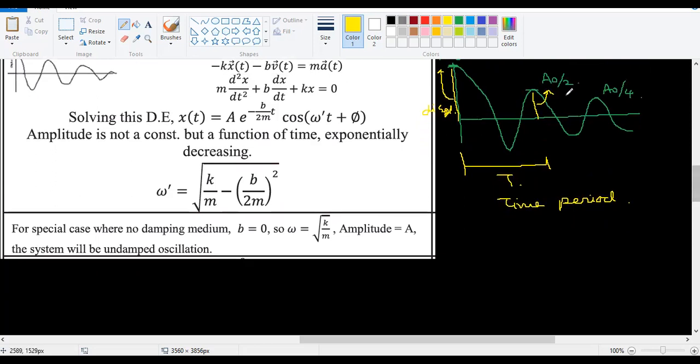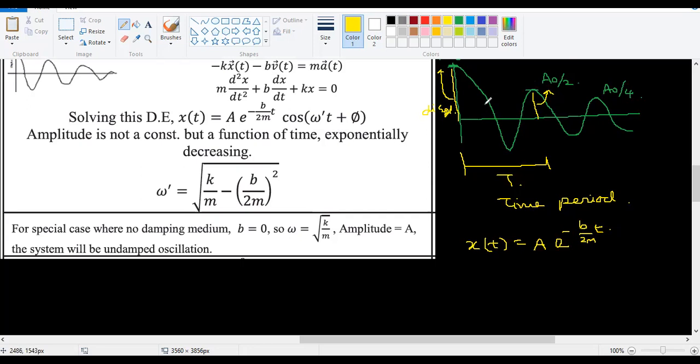How can I apply this? So when this displacement is equal to x of t, it is your displacement as a function of time. So A into e power minus b by 2m. I'm going to ignore this cos. Why? Because we are talking about the amplitudes, meaning the maximum point.